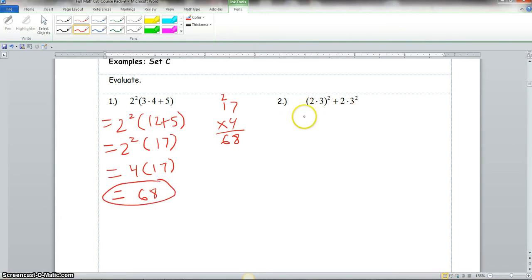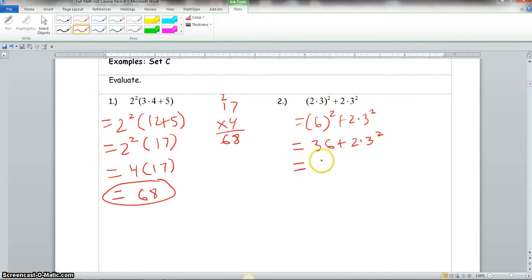Now, we go to problem number 2. We have parentheses again. So we know we would do this parentheses first. So we go inside. 2 times 3 is 6. And that's squared, plus 2 times 3 squared. Now, we can't do anything more with this parenthesis. So our operations that are left are the exponent, addition, multiplication, and an exponent. So we know we would do the exponents first, whichever one comes first from left to right. Parenthesis 6 squared is 36, plus 2 times 3 squared.